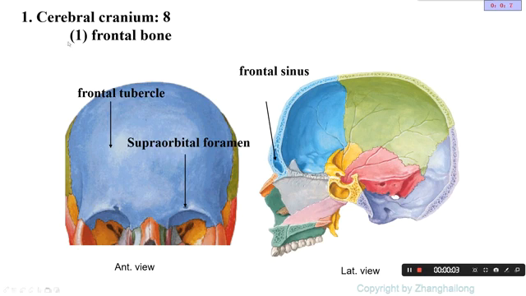Okay, let's continue to study the cerebral cranium. There are 8 cerebral cranial bones. The first one, let's study the frontal bone.